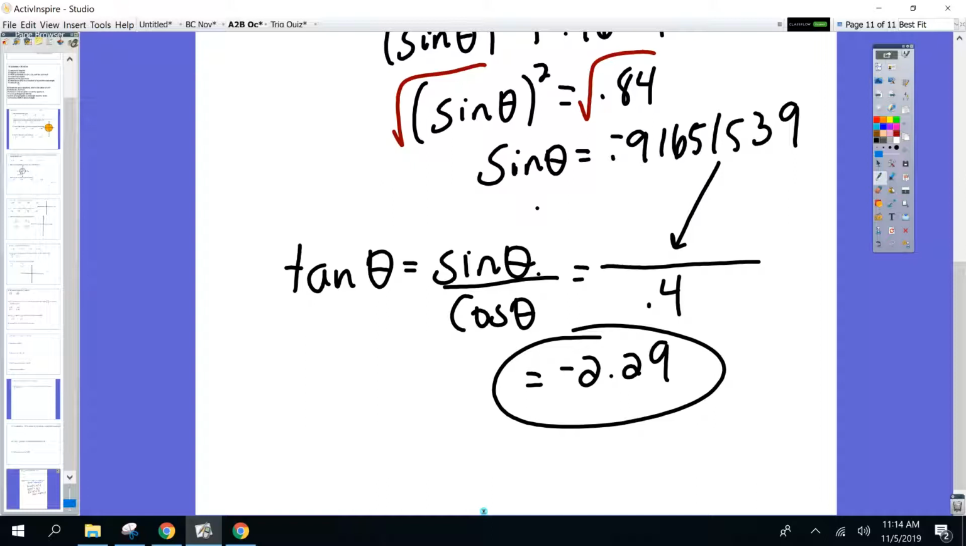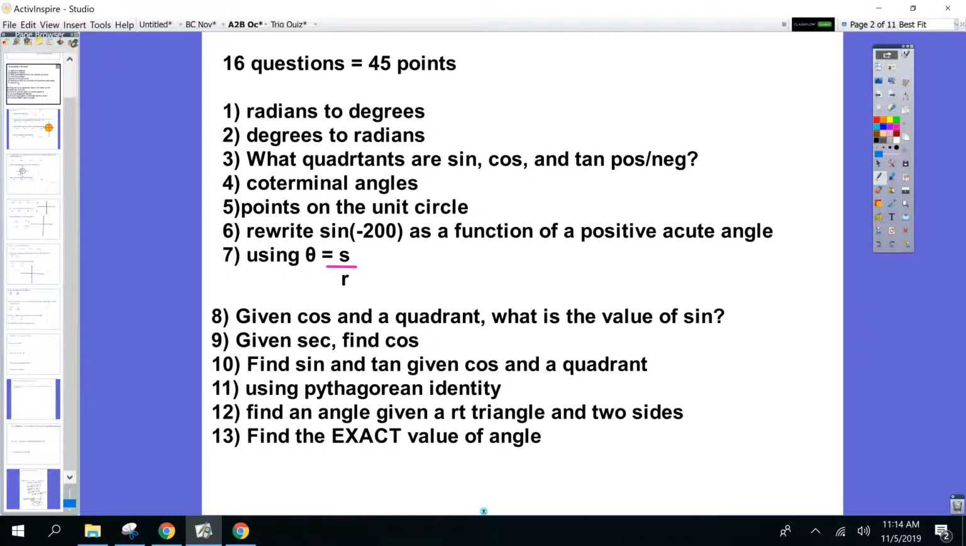Okay, going back to those topics. Anything else here? Let's get it going. Lily, you're up. Ashley on deck. 12, find an angle given a right triangle and two sides. You got it.